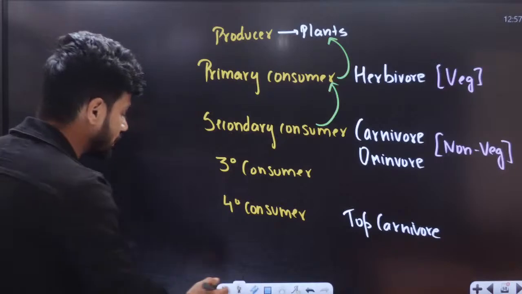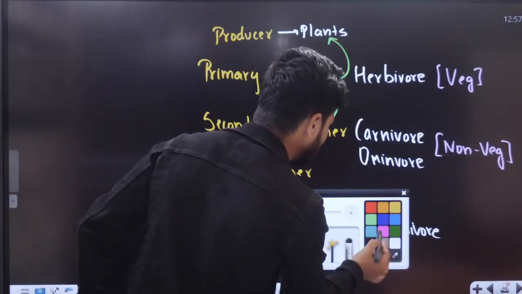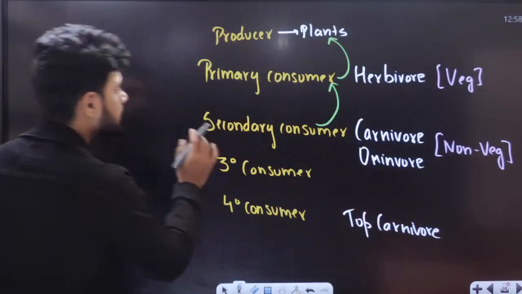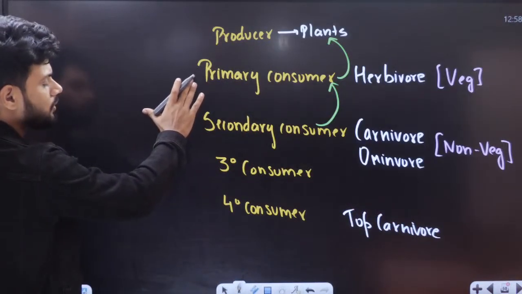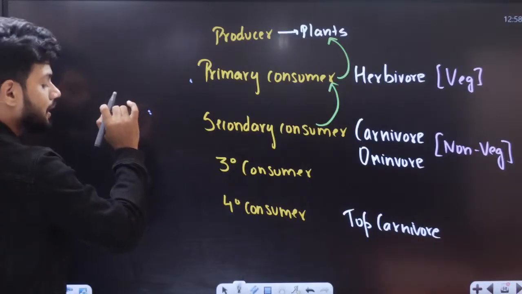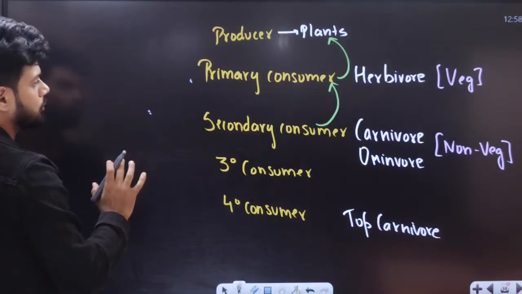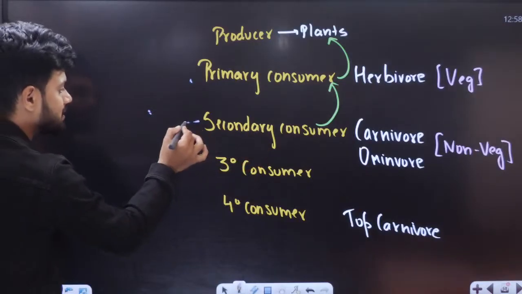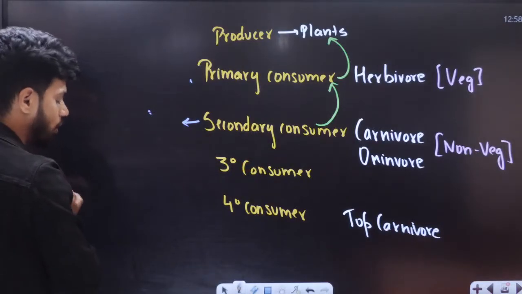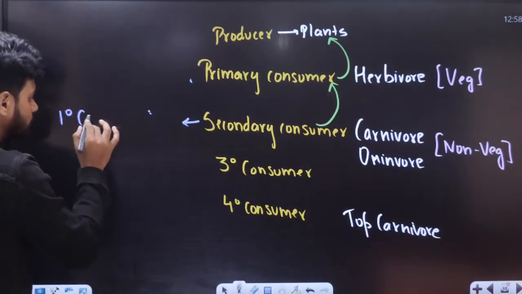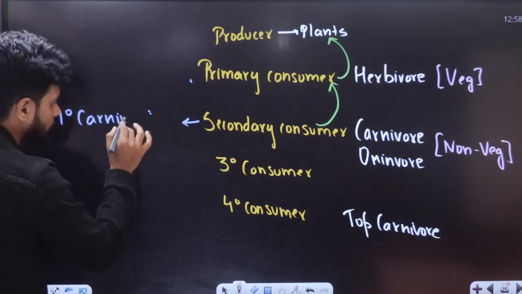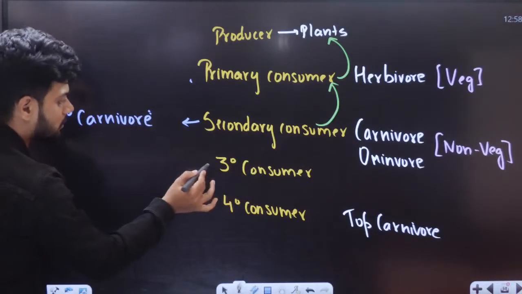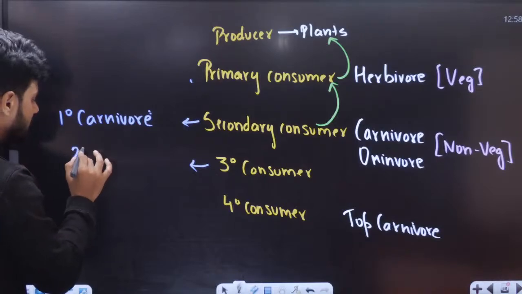Now, I'm going to add one more layer to it. I'm going to tell you something extra. That is, this primary consumer is eating the plants. Is it a carnivore now? No. Carnivore starts from secondary consumer. So can I tell the secondary consumer is called the primary carnivore? At the same time, tertiary consumer is called your secondary carnivore.